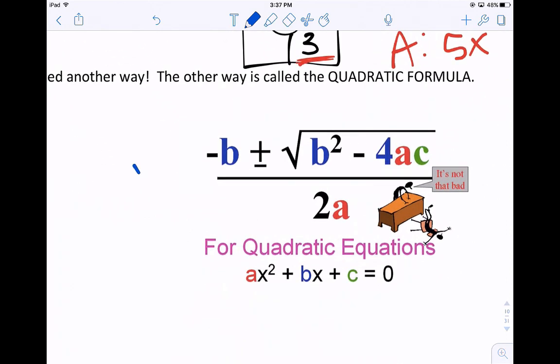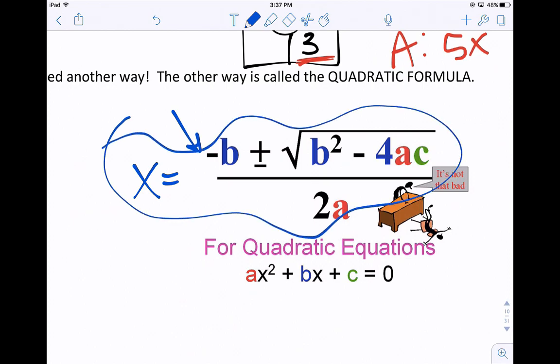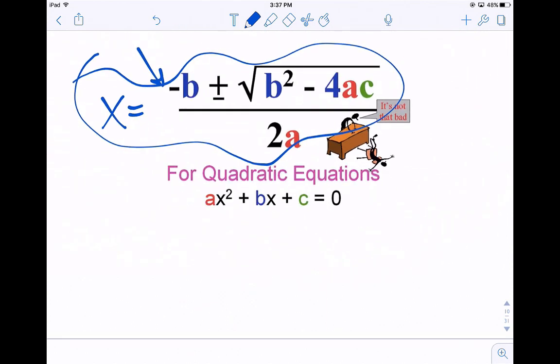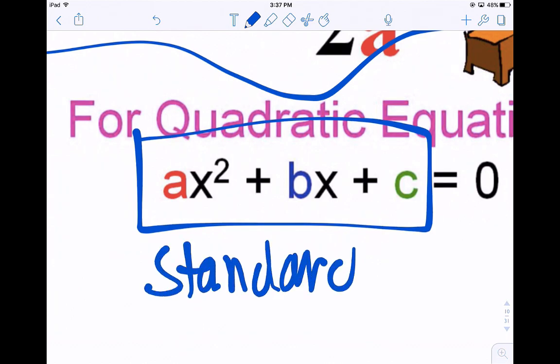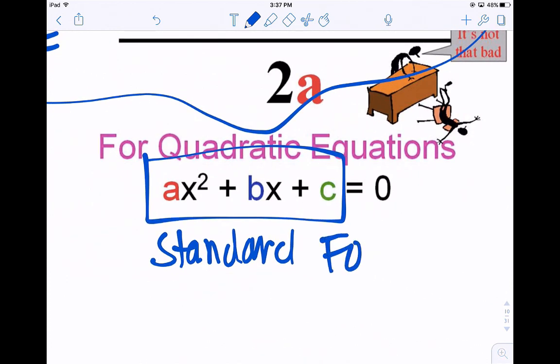And it's this: to find your zeros, x equals opposite b, so the negative is opposite b, plus or minus the square root of b squared minus 4ac all over 2a. So it looks long and hard, but it's not. So we can use this for any quadratic equation in standard form. So standard form is when you have the highest power first. So you have ax squared, where a is a number, plus bx, where b is a number, plus c. So this is called standard form.